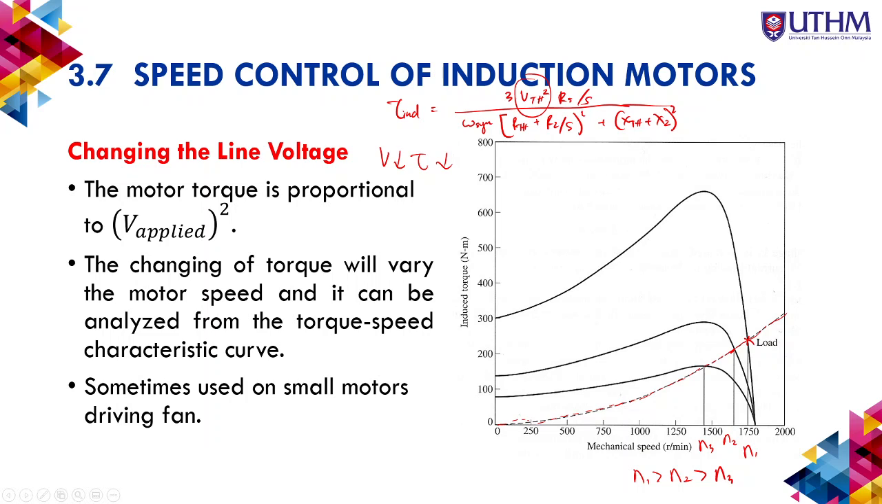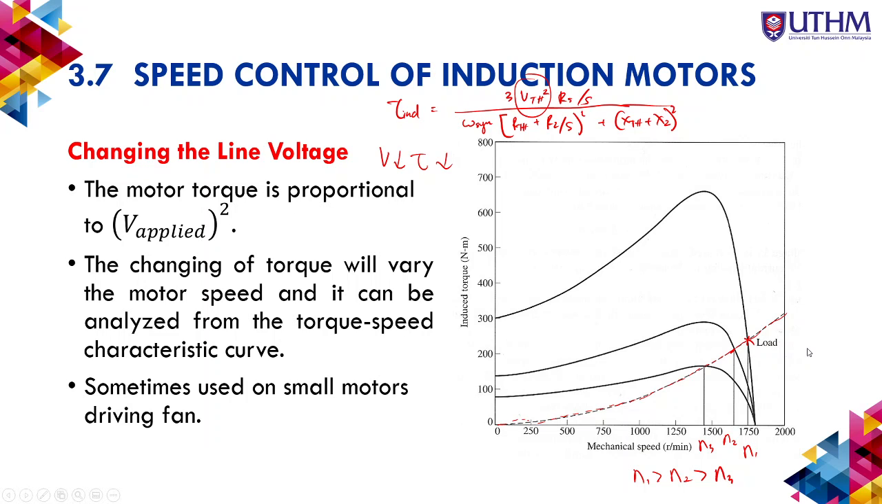This is how we control the speed. However, we need to look at the load parameter, the load characteristic. Sometimes the load is not linear. Sometimes the load is non-linear like this.